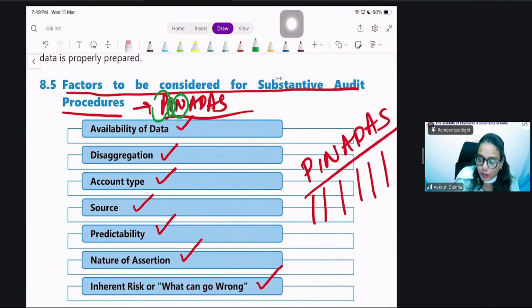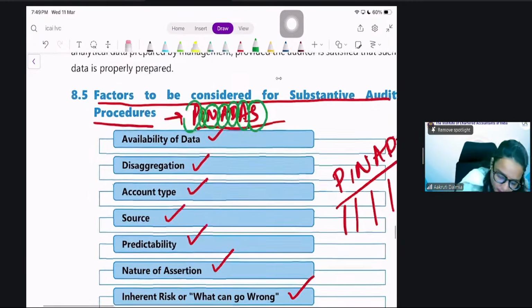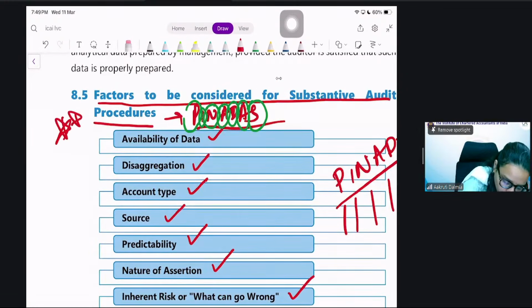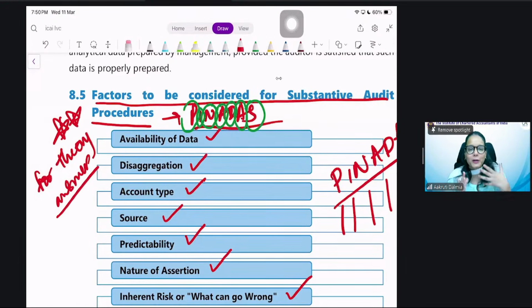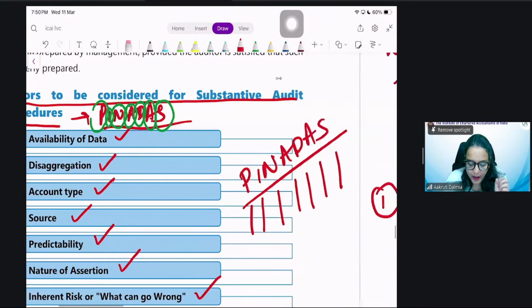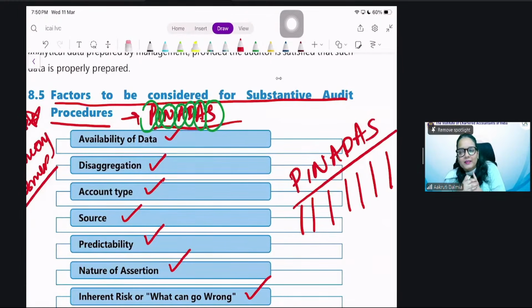Then what is the nature of assertion? Okay. Then what is the availability of data? Whether that data can be disaggregated, what type of account it is, and what is the source of information. Clear? So please remember it properly. Factors to be considered. Mark this as important for theory answer. Mark this as important for theory. PINADAs, okay?